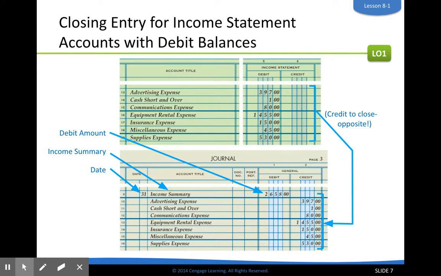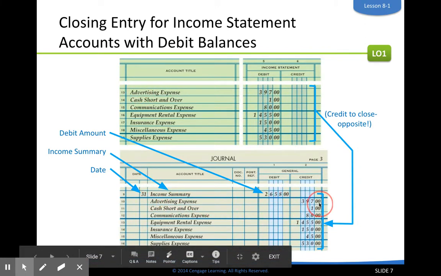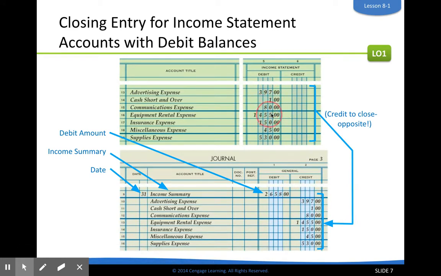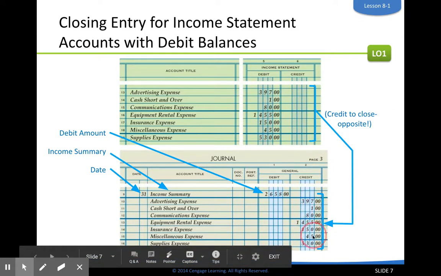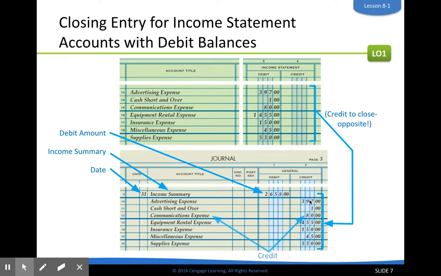To zero out a balance for advertising expense, a balance of debit $397, we need to credit advertising expense $397, and so on for all of these expenses that are debited. In our closing entry, we're going to credit them. That will zero out their account balances. That's the whole reason we do closing entries.